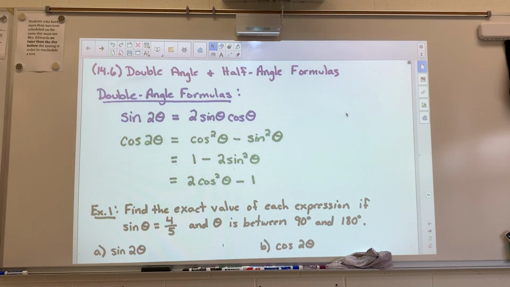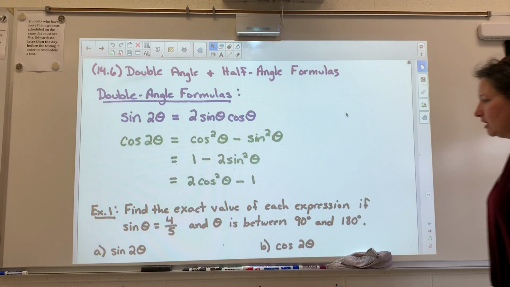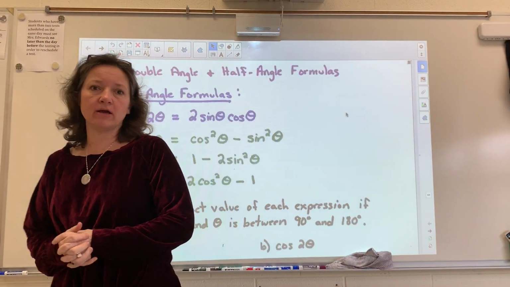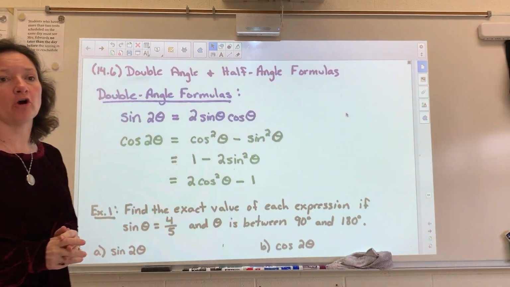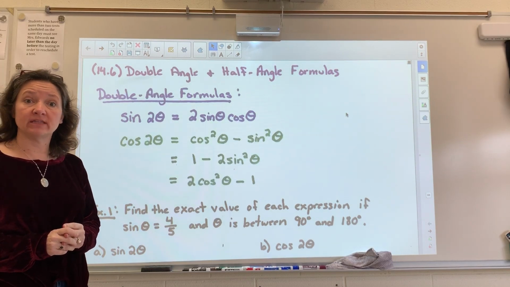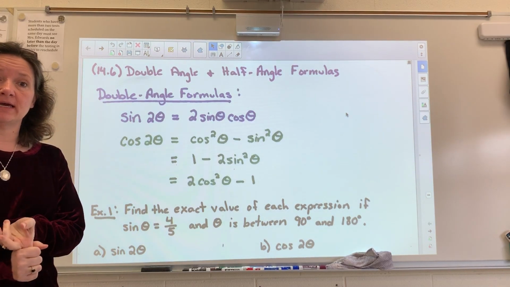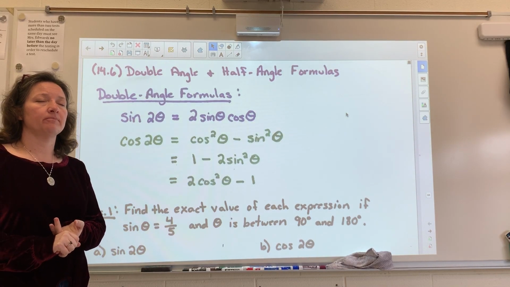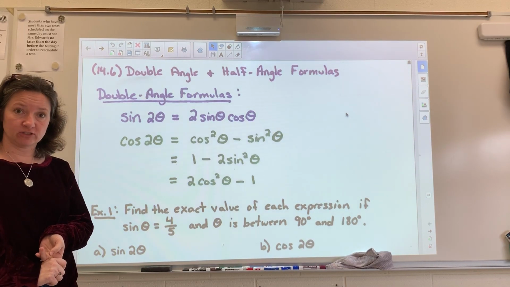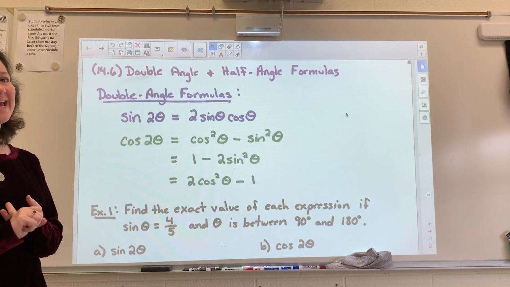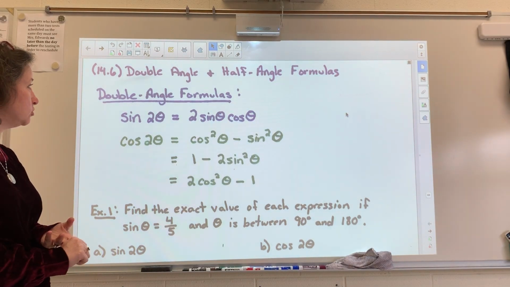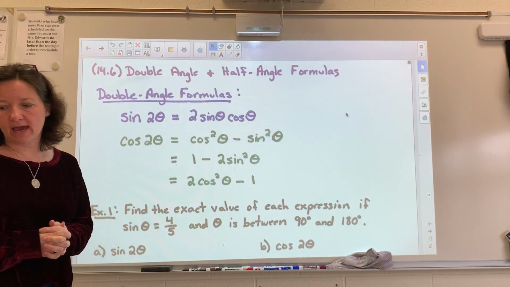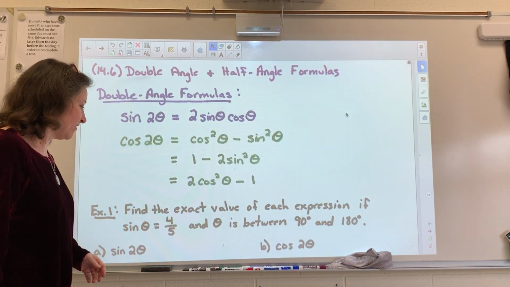Okay, so today's lesson is 14.6. We're going to be learning the double angle and half angle formulas. You've already learned so far this chapter the trig identities. You've learned the sum and difference formulas for sine, cosine, and tangent. And now we're going to add the double angle and the half angle formulas.